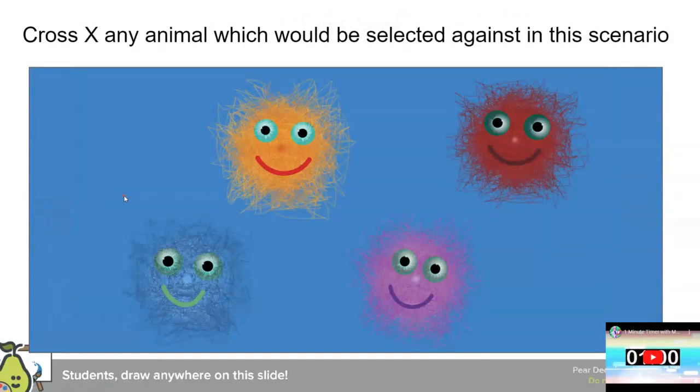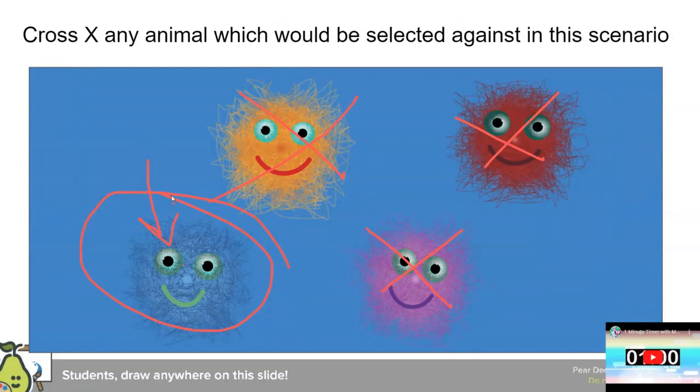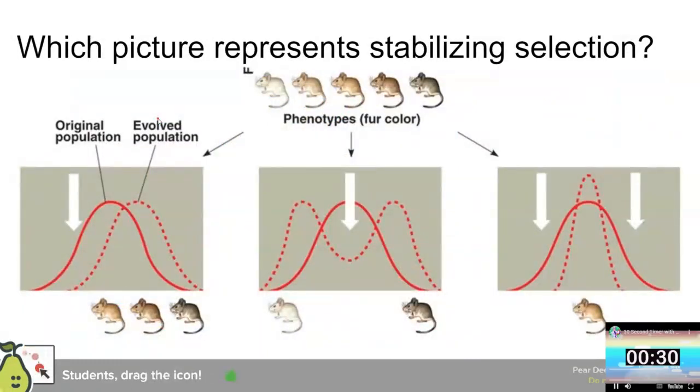Which of these animals would likely be eaten by a predator? Well, if I'm a predator, I see that guy right away. I see that guy right away. This one's pretty easy to see. I think predators would still eat it, but this guy is pretty well camouflaged. His hair is almost the same color as the background, and this guy will probably be able to survive and pass on that blue coloration to the next generation. All right.